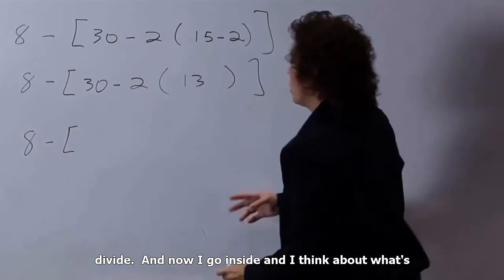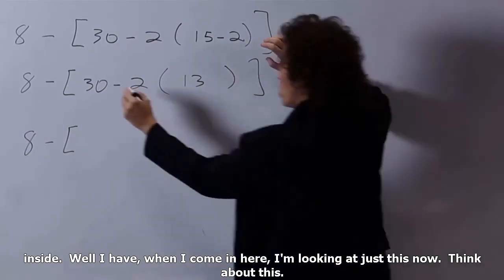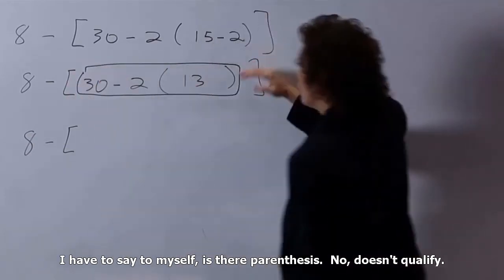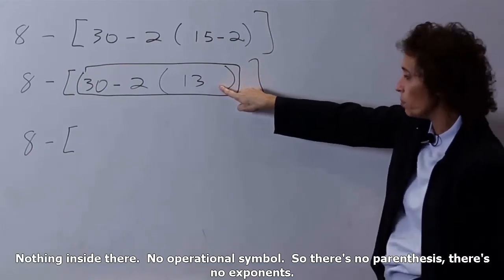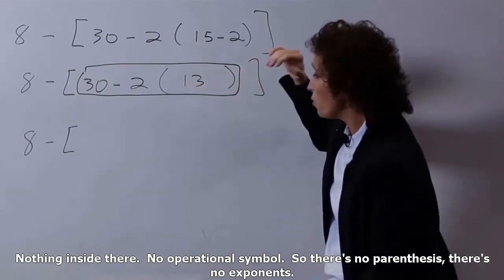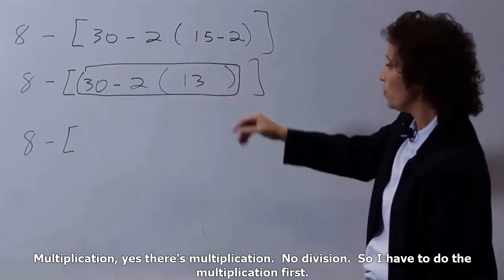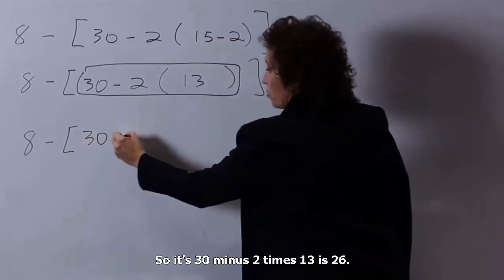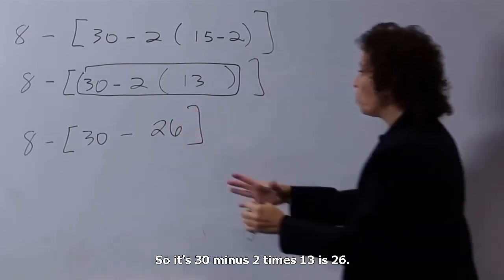So now I go inside and I think about what's inside. I'm looking at just this now. I have to say to myself, is there parentheses? No, this doesn't qualify. There's no operational symbol. There's no exponents. Multiplication, yes, there's multiplication. No division. So I have to do the multiplication first. So it's 30 minus 2 times 13 is 26.